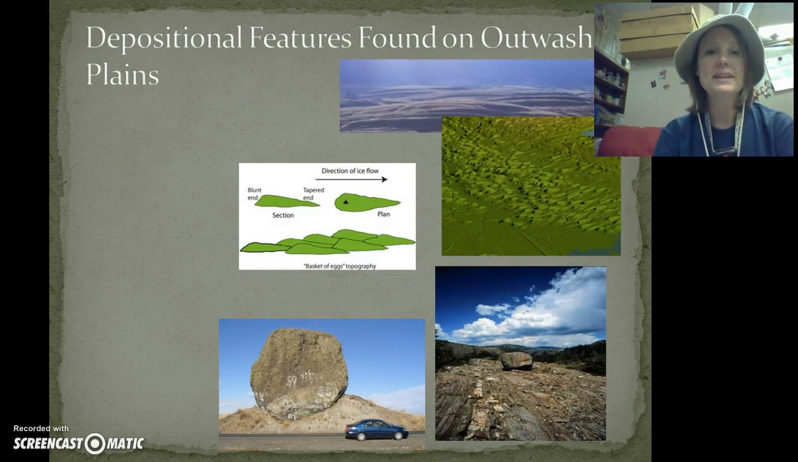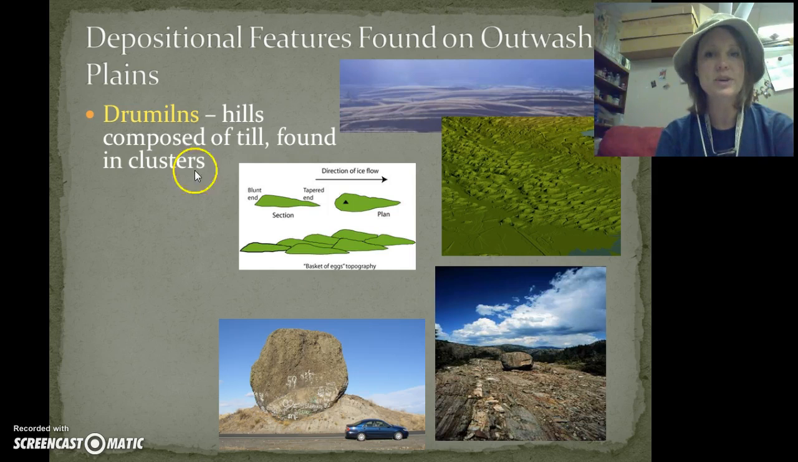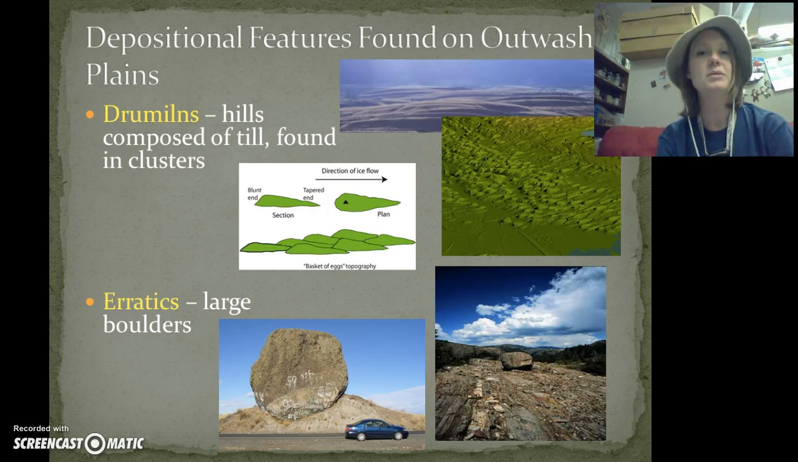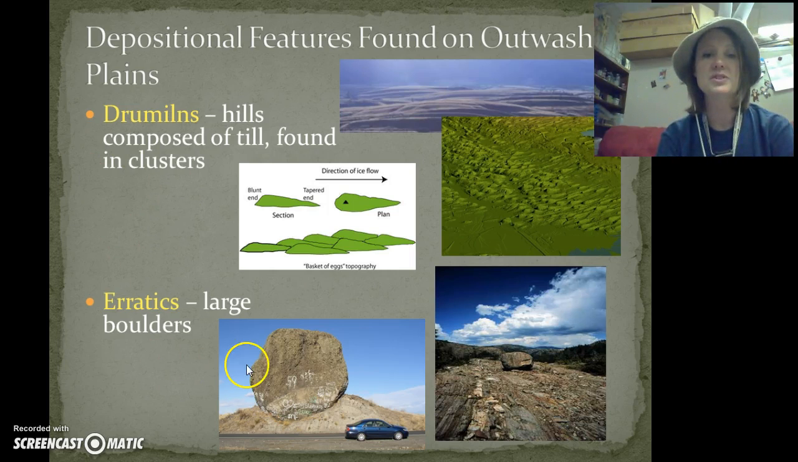Other features that you might see are drumlins, which are these little hills of till that are formed in clusters. Here's an aerial view. They almost look like upside down canoes. And then here at the bottom, these are called erratics. So these are large boulders that were plucked by the glacier, and then when the glacier melted, they were just dropped off. So you can see they don't match the surrounding material. There's no other way for that boulder to have moved across the land.